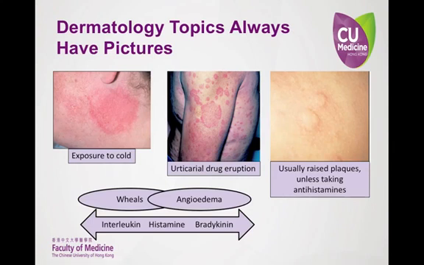So all dermatology topics have pictures to help with identification, so here are a few urticaria examples. The first is urticaria after exposure to cold temperature. Secondly, you will see this is an urticarial drug eruption. And lastly, please note that urticarial lesions are generally raised like in this picture. However, they may be flattened in patients who are already taking antihistamines. Interleukin is more responsible for wheals, whereas bradykinin is more responsible for angioedema, and histamine plays a role in both.